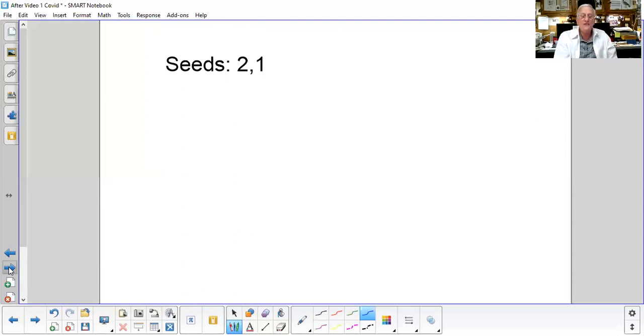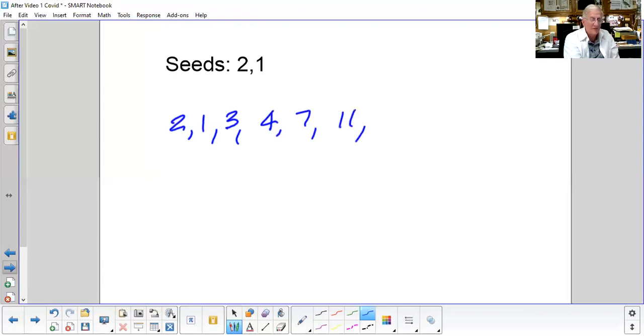When you do a series called the Lucas numbers, you start out with 2 and 1. You take 2 and 1 and add them together and get 3. You add 1 and 3 and get 4. 3 and 4 to get 7. 4 and 7 to get 11. 7 and 11 to get 18. 11 and 18 to get 29, and so forth. And this series goes on to infinity.